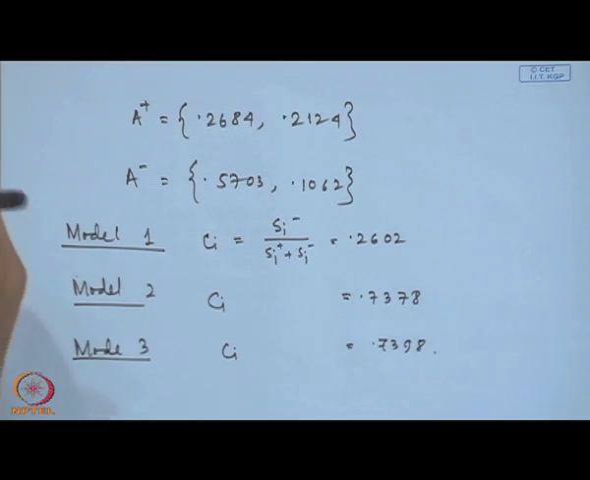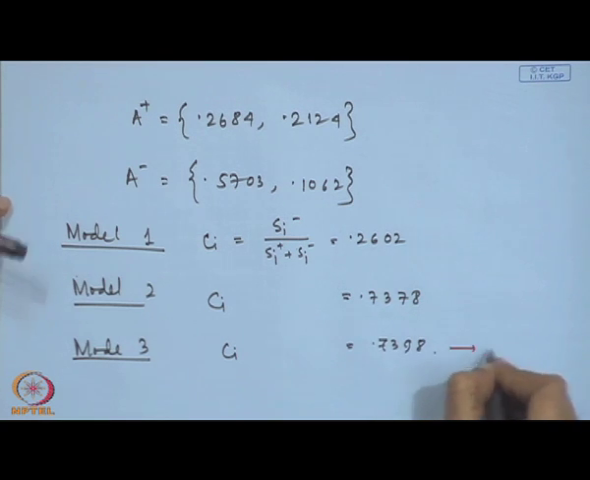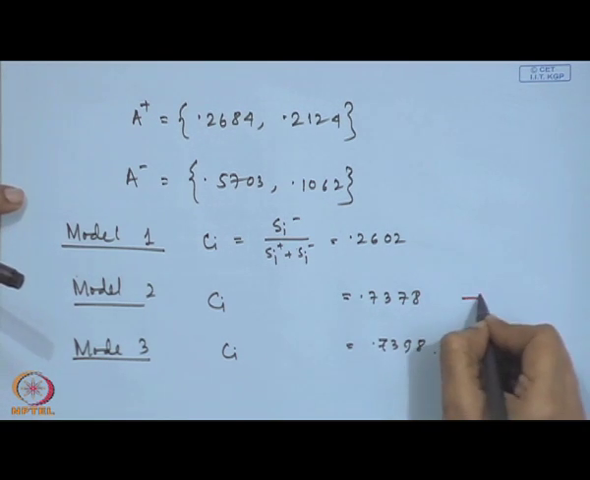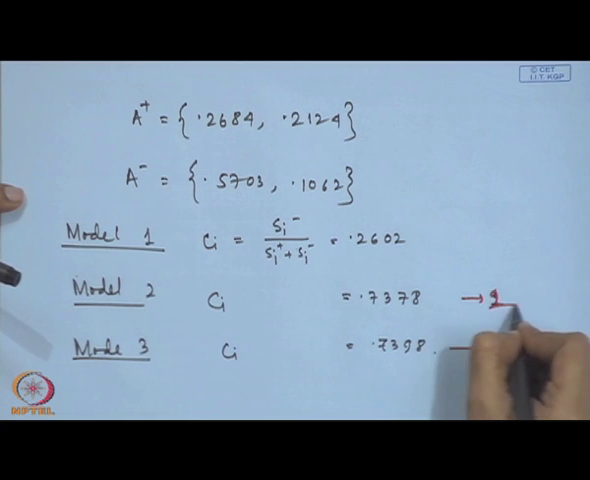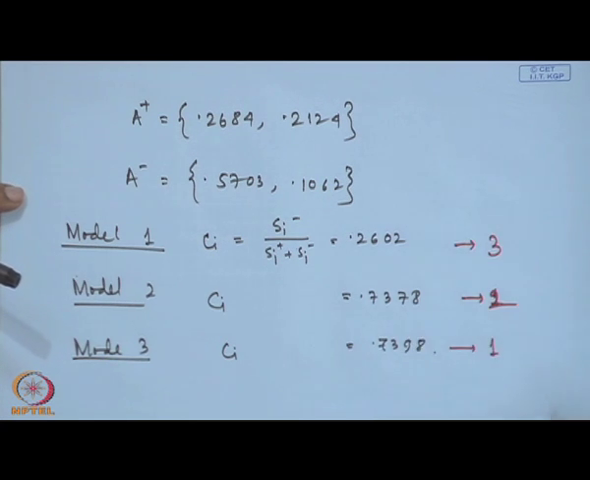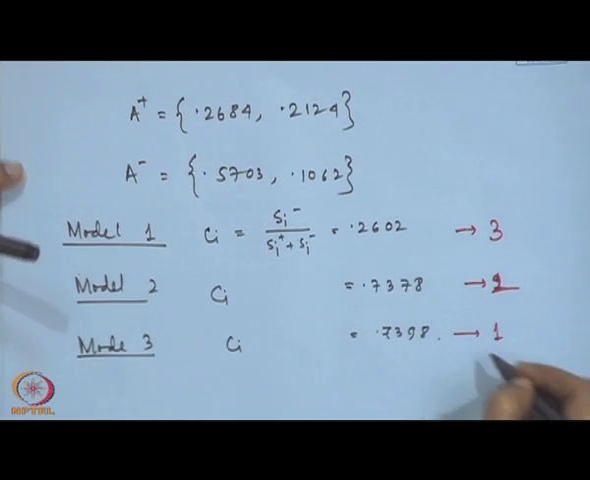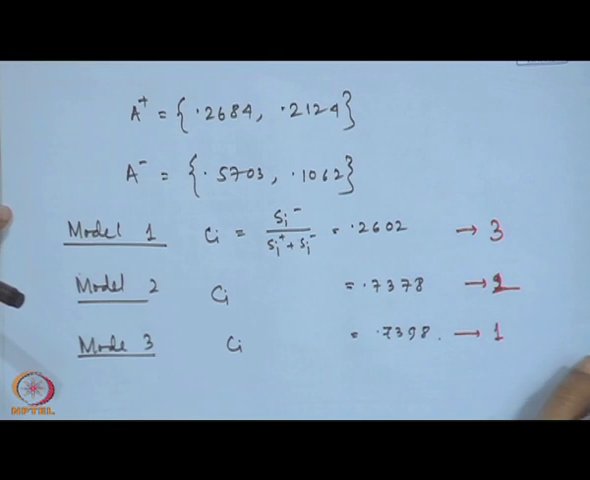0.7398. Thus, we conclude that model 3 is more preferable than model 2, than model 1. This is the ranking, and thus we should select model 1 with the Topsis method.